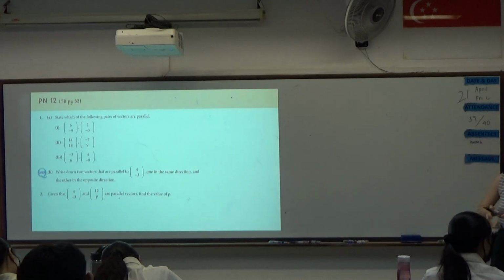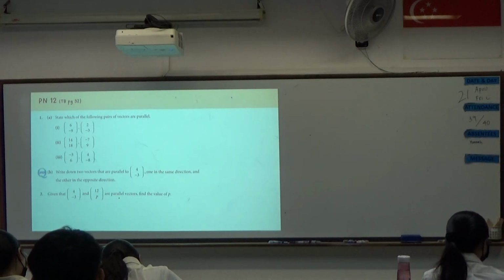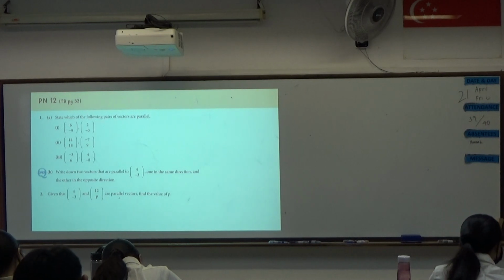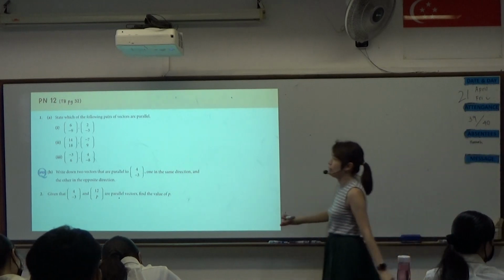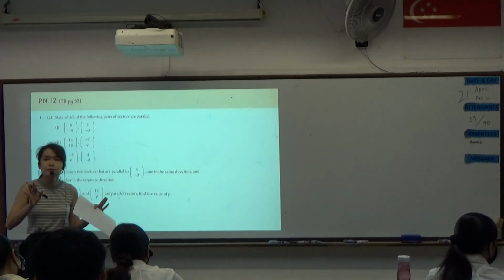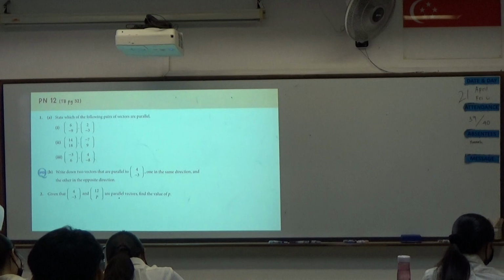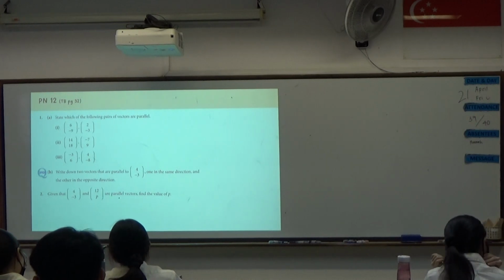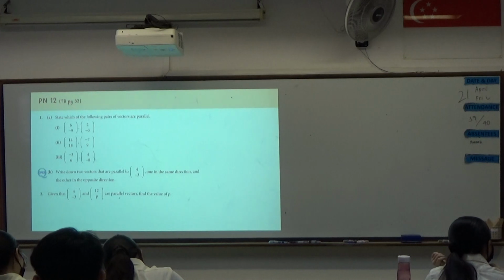Okay, so in this question 1, this is in your textbook, page 32. We want to state which of the following pairs of vectors are actually parallel. So we know that they are parallel if they can be scalar multiples of each other. Having scalar multiples of each other, so long as none of them are 0, we can conclude that they are parallel already.